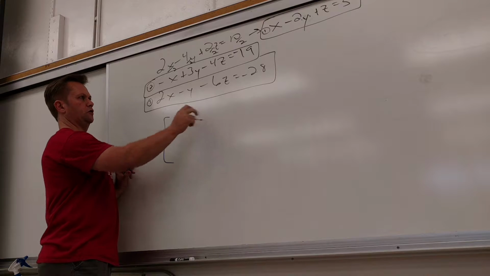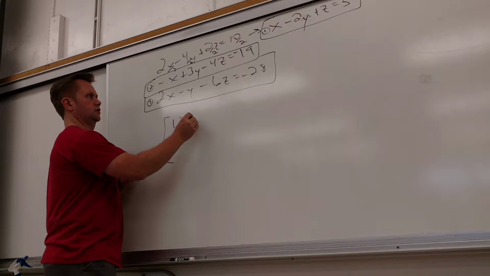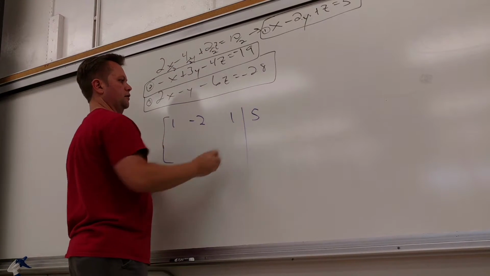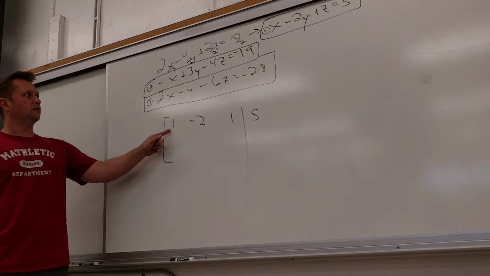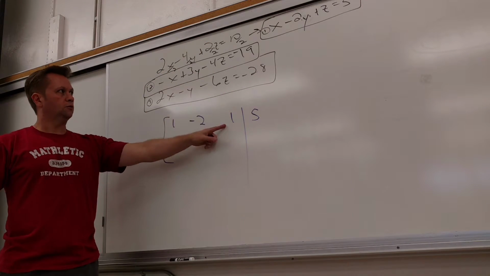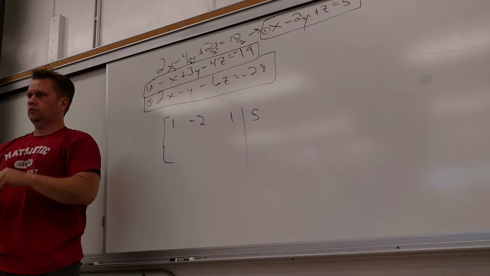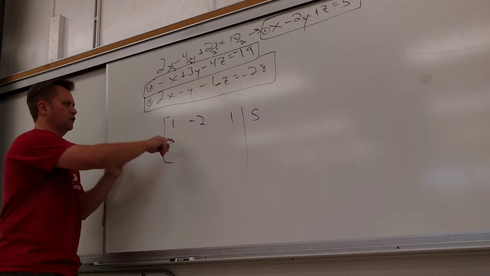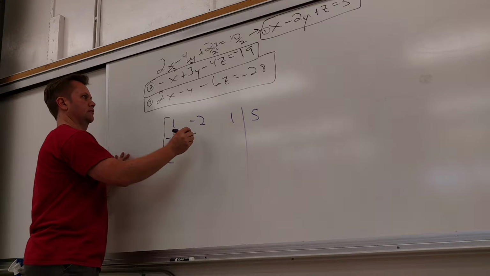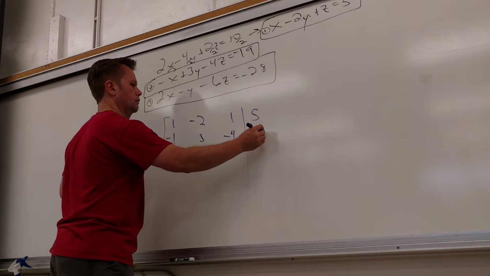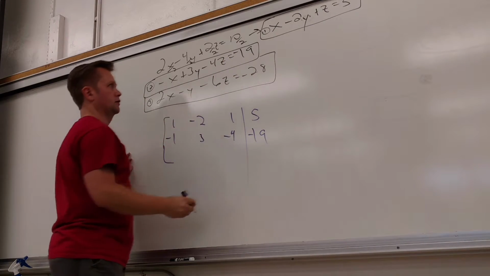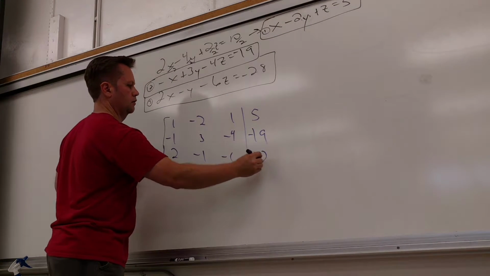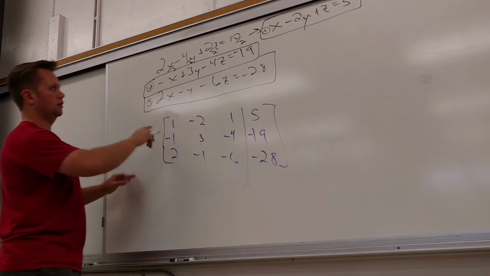So tell me, what's the first row look like? 1, negative 4, 1, negative 3, 1. Okay. That, right? 1, negative 2, 1, 5. So very cool. There's some 4s in there, it's no good. Second row? Negative 1, 3, negative 4, negative 9. Thank you. And then the third row? 2, negative 1, negative 1, negative 6, negative 8. Cool. So that.